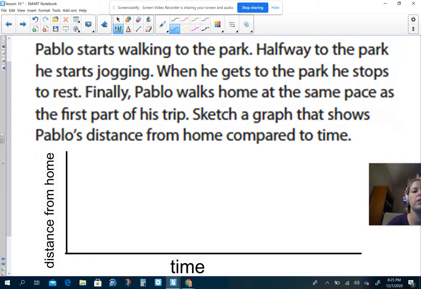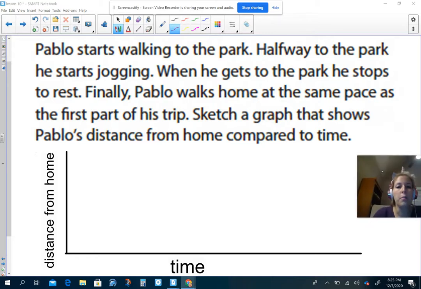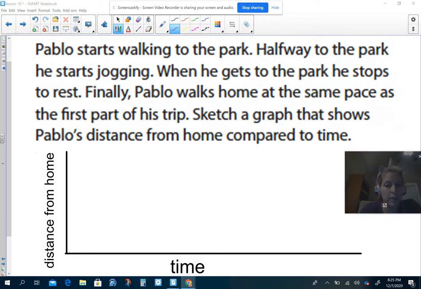What's very important for this is I want you to label the parts of this story. How many parts of your graph are you going to need? Okay, pause my video, label your story, and graph it. Pause. 3, 2, 1. Let's see how you did.